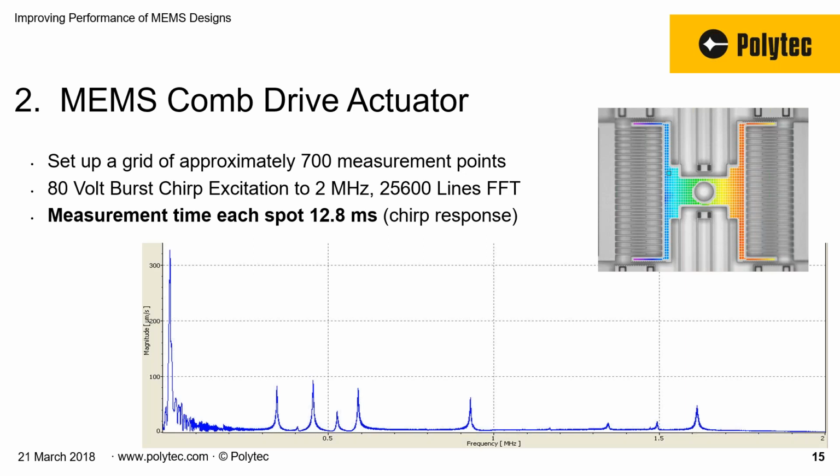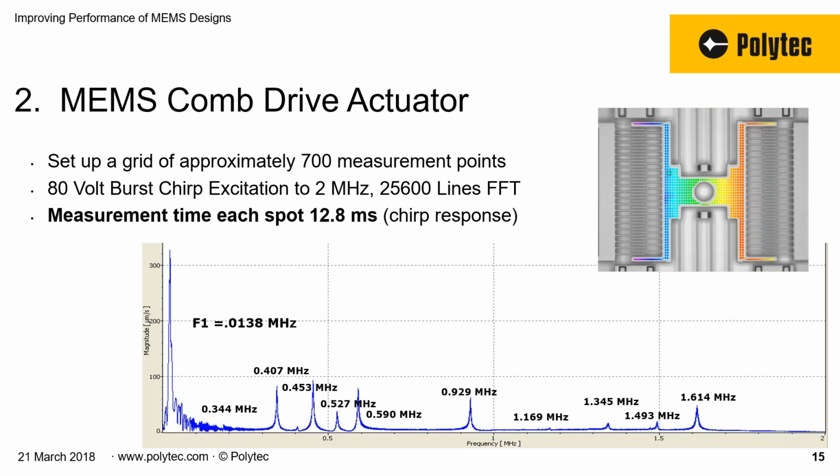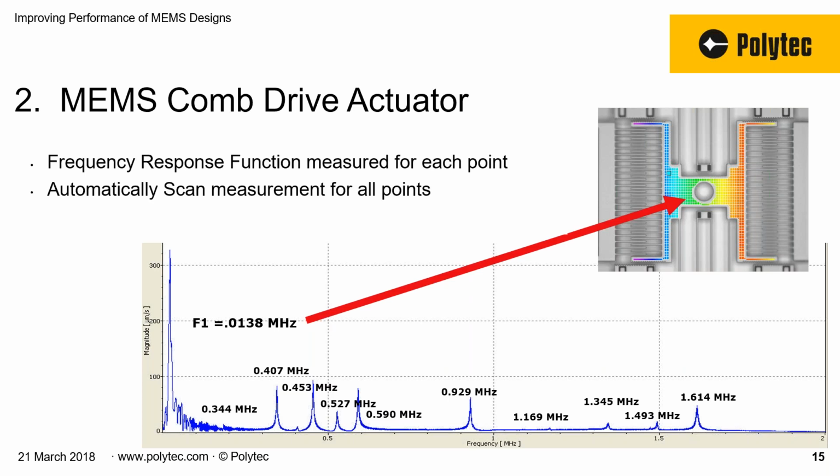And then there's the frequency response. You can see already we've identified 11 resonant frequencies. The fundamental frequency for this is 13.8 kilohertz, but you can see you have resonant frequencies all the way down the spectrum. So very quickly, we can look at what the resonant frequencies are for this device and then map that out for each point. It automatically scans and captures this response point by point.